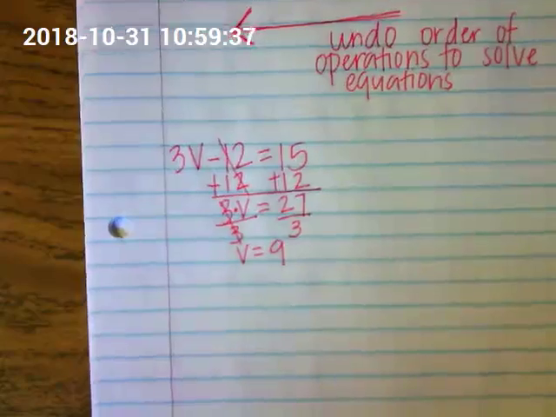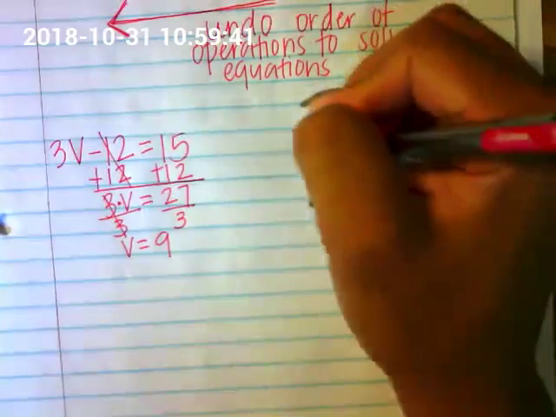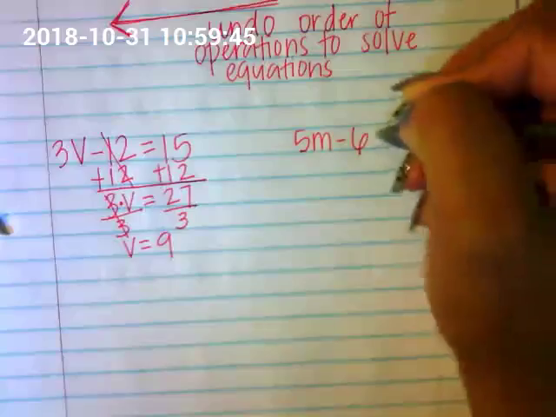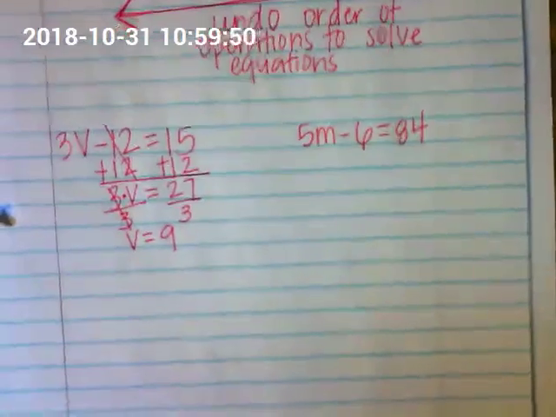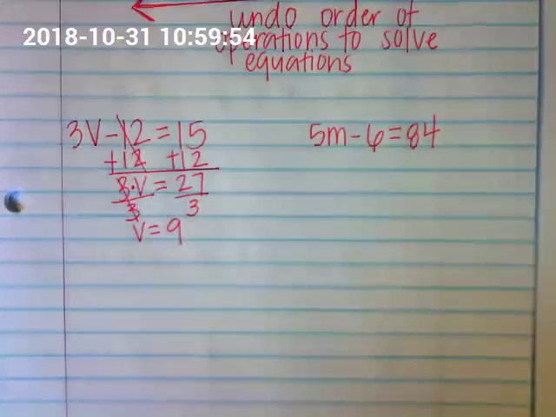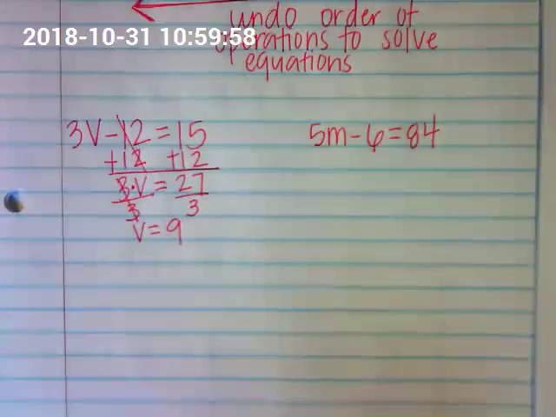All right, let's do another one. 5m minus 6 is equal to 84. So first undo addition or subtraction, then undo multiplication or division. 2 steps.